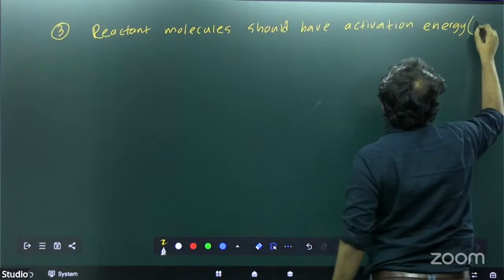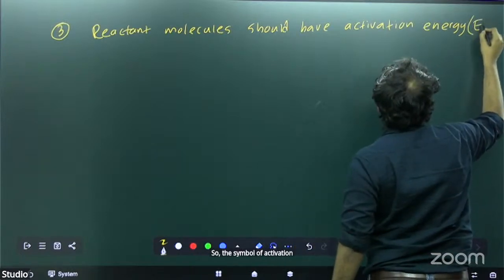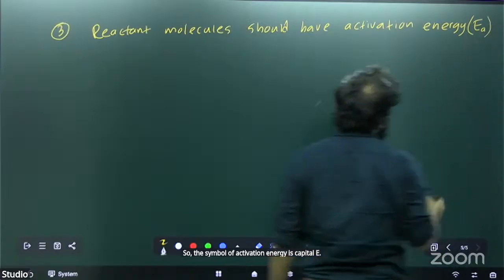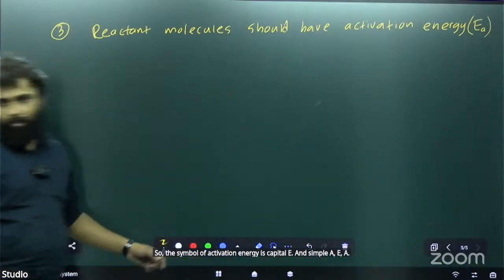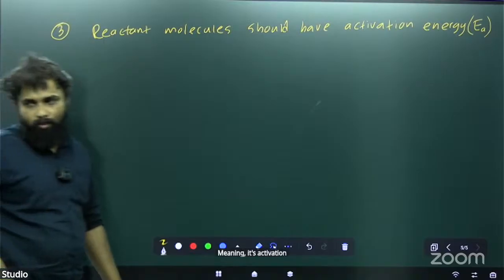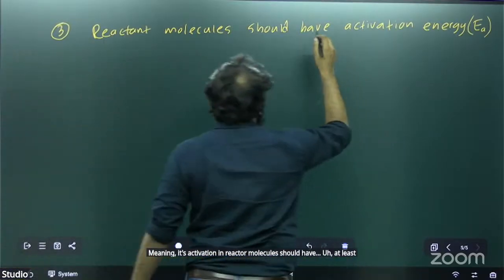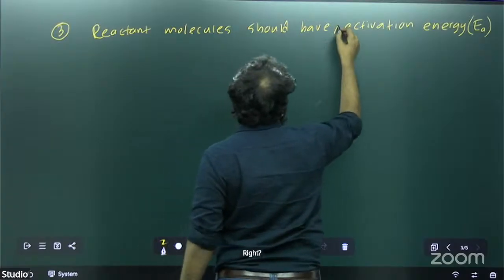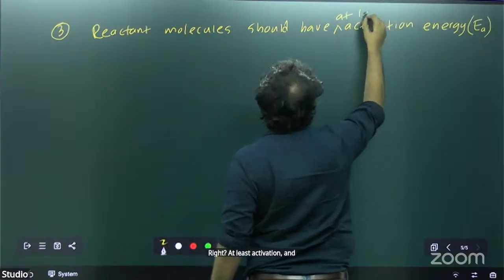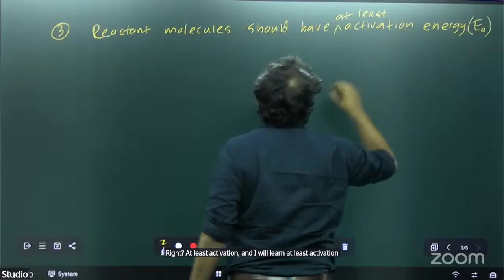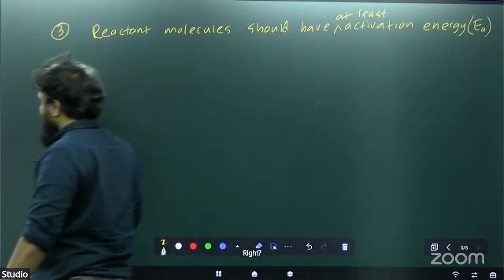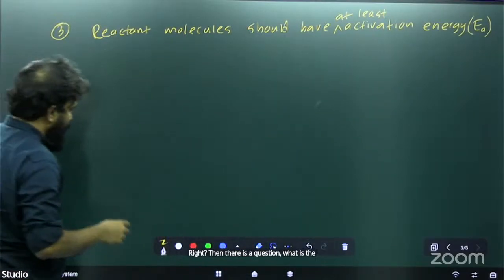So the symbol of activation energy is capital E and subscript A. EA means activation energy. Reactant molecules should have at least activation energy. Then there is a question: what is activation energy?